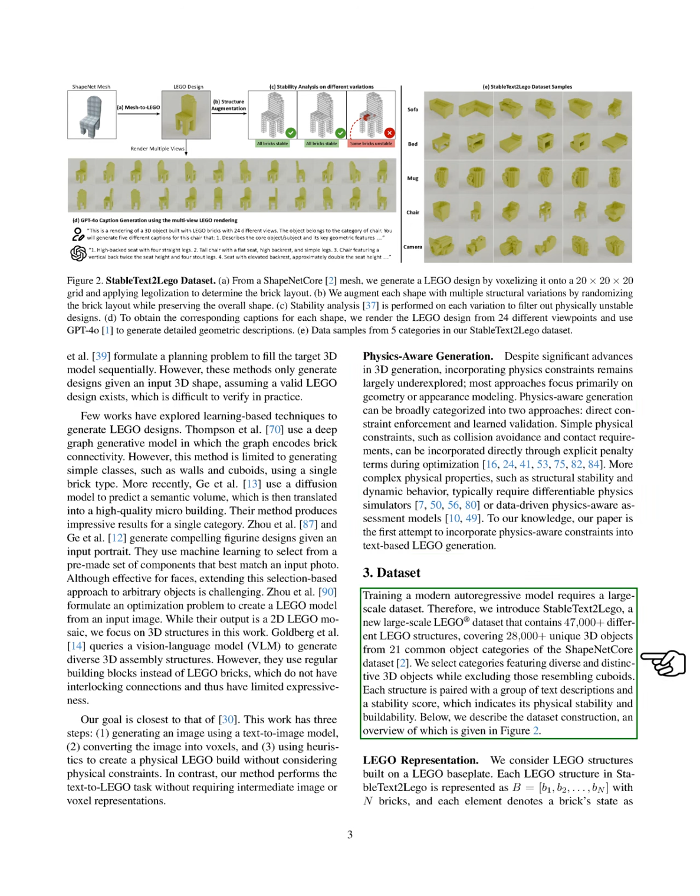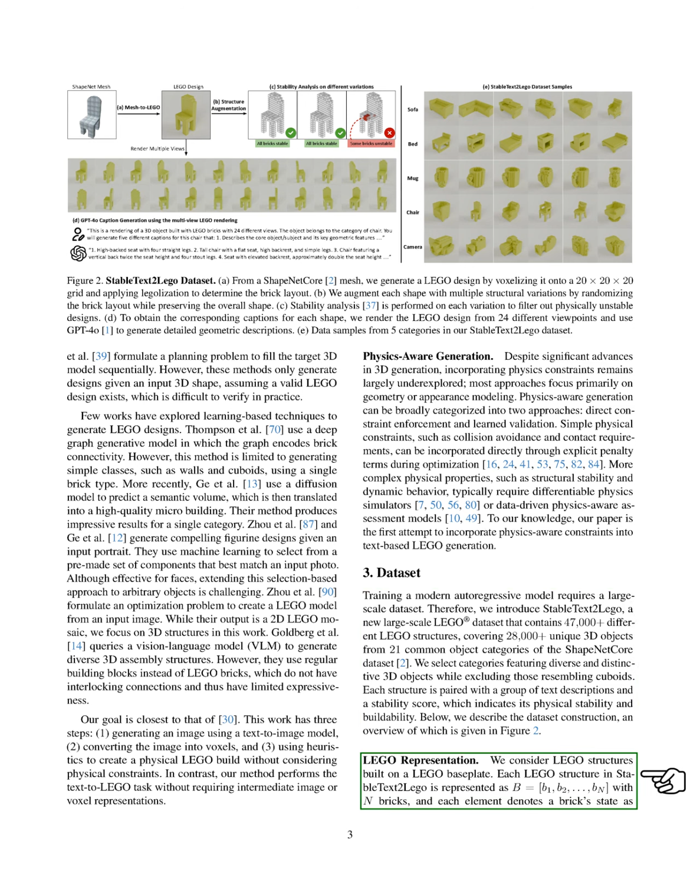To train our autoregressive model, we created a large dataset called StableText2LEGO, which includes over 47,000 LEGO structures from more than 28,000 unique 3D objects across 21 categories from the ShapeNet Core dataset. We chose categories with a variety of distinct 3D objects, avoiding those that look like cuboids. Each structure is linked to text descriptions and a stability score that reflects its physical stability and buildability.